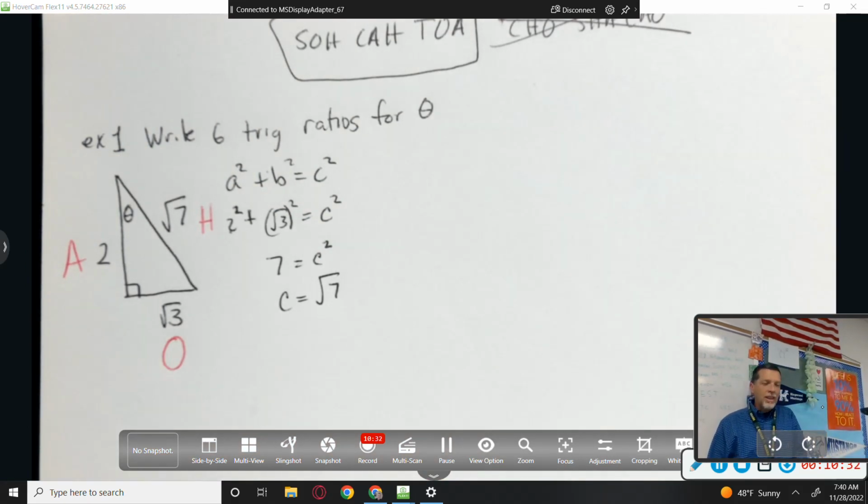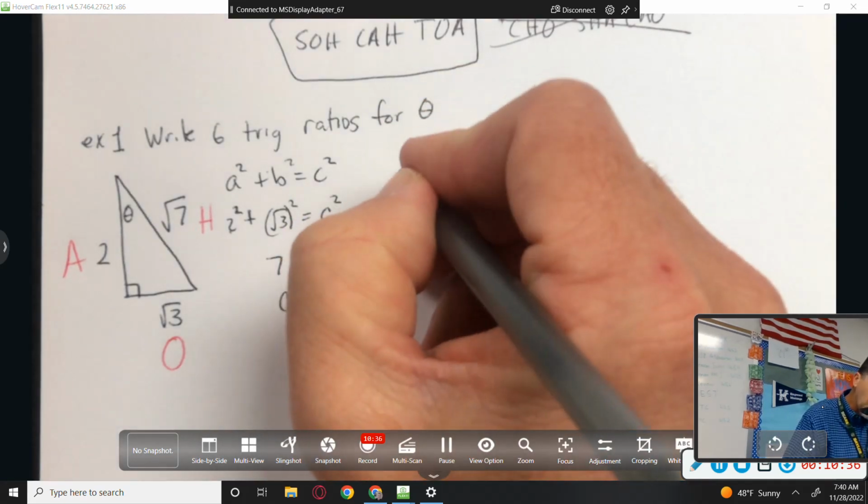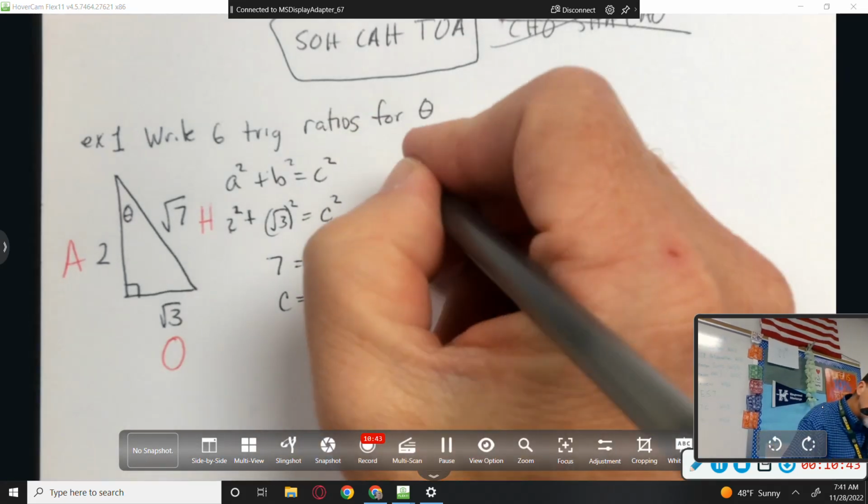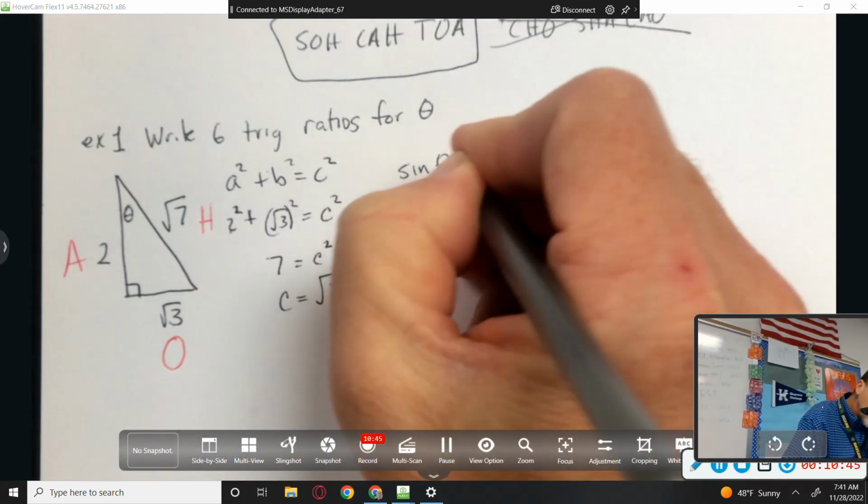I would suggest labeling all your triangles with opposite, adjacent, and hypotenuse because it makes the rest of the problem really easy rather than you each time trying to remember who goes where. Just label them, and then it becomes hopefully pretty easy.